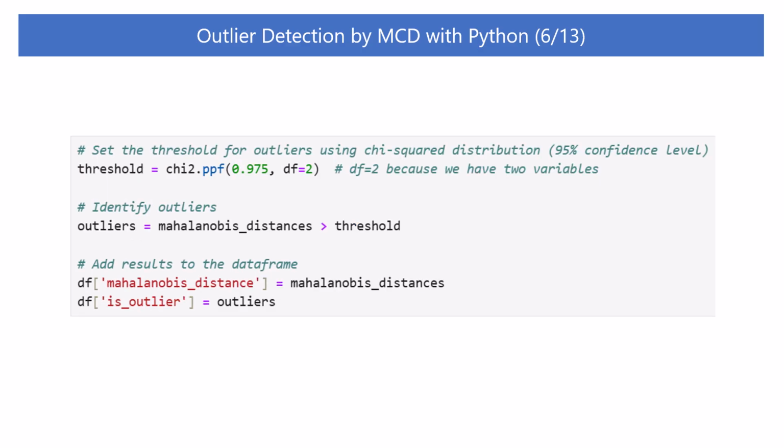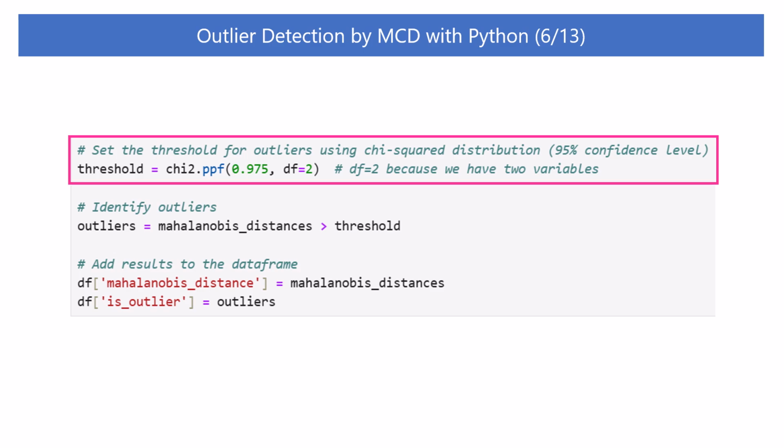This part sets the threshold for outliers. When we assume that the data follows a normal distribution, the Mahalanobis distance follows a chi-squared distribution. chi2.ppf(0.975, df=...) calculates the percent point function of the chi-squared distribution. That 0.975 specifies the quantile corresponding to the 95% confidence interval. In this case, it specifies a data point corresponding to the upper 2.5% of the chi-square distribution. With this setting, data points with Mahalanobis distances that exceed the upper bound of the 95% confidence interval are considered outliers.